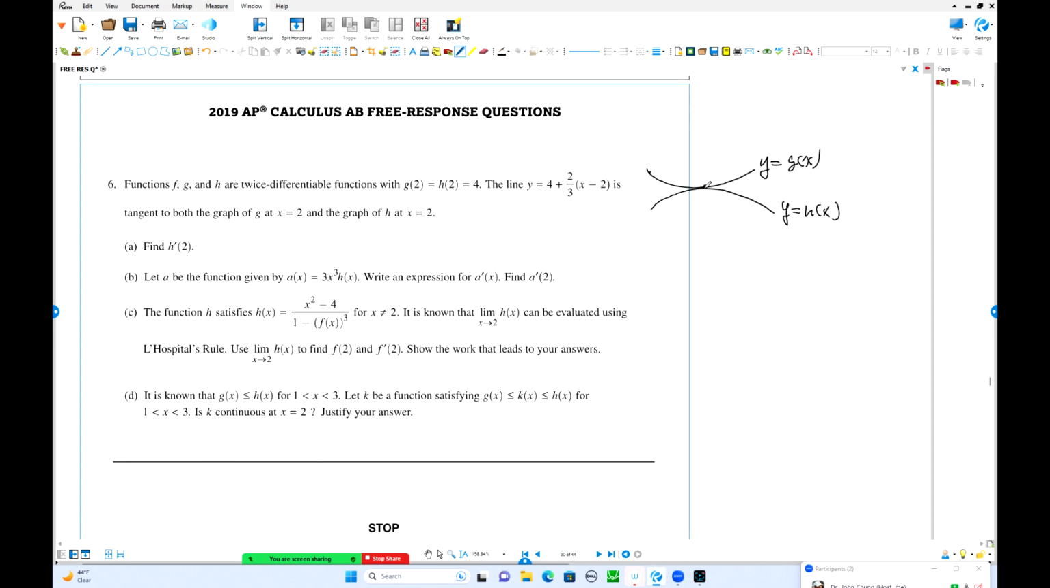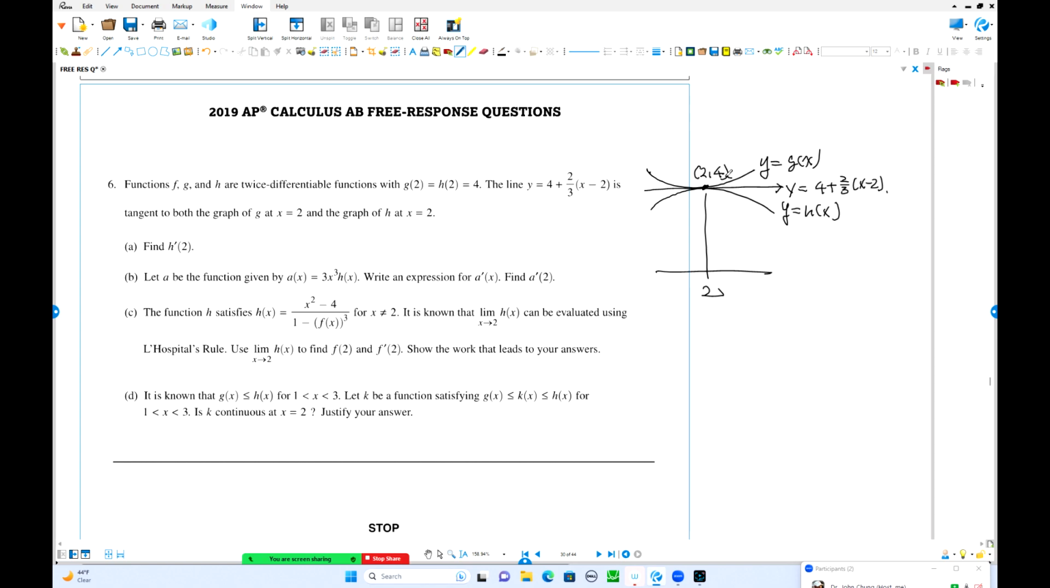Both have a tangent over here, right? They are tangent to each other, so the tangent line for both must be the same. This line is y equals 4 plus 2/3 times (x minus 2). It looks like this, because they have the same values. When x is 2, they are both at 4. This point is (2, 4). It doesn't always have to look this way, but roughly we can guess this graph.